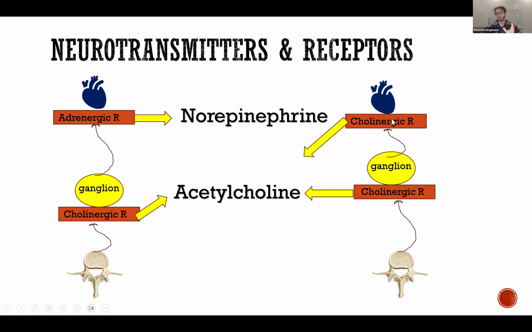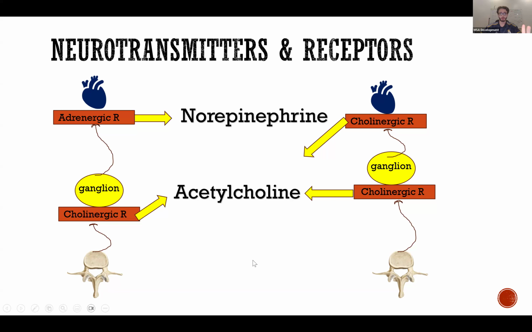But with regards to the parasympathetic nervous system, we do not want this norepinephrine. We do not want this fight or flight response. The body is at a relaxed state. So that is why the target organ will have a cholinergic receptor. So it will only respond to acetylcholine.